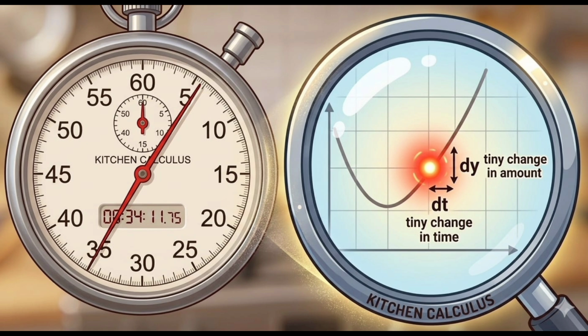Differentiation is the study of how fast something is changing at a specific moment. It allows us to find the rate of change accurately even when the changes are incredibly small.